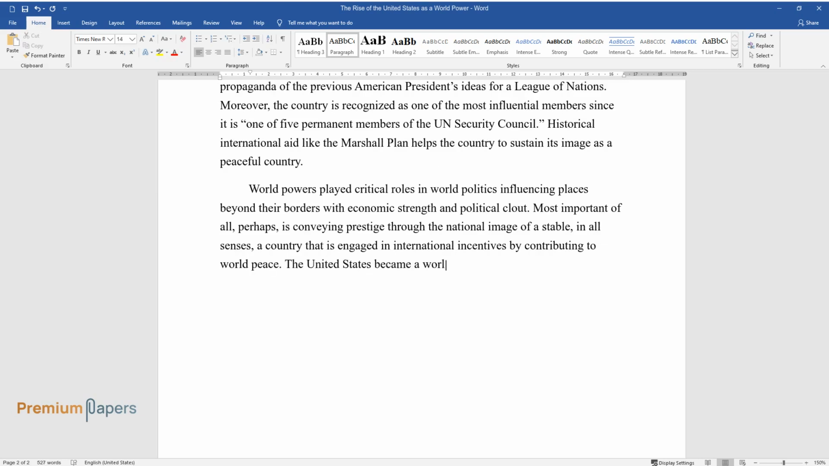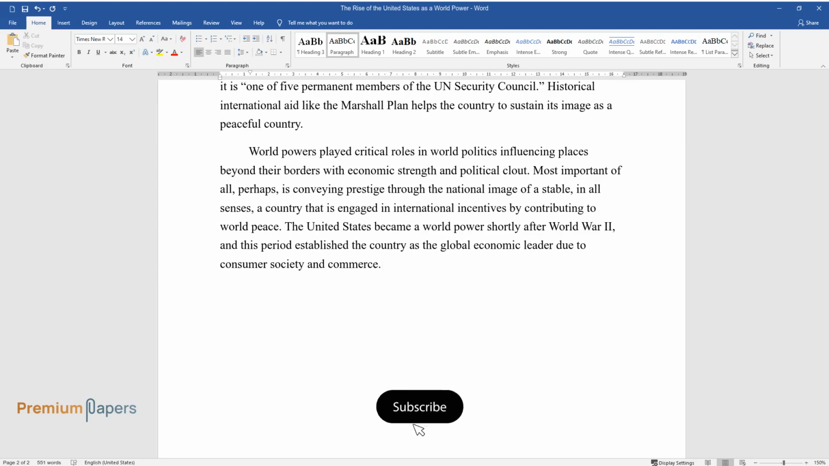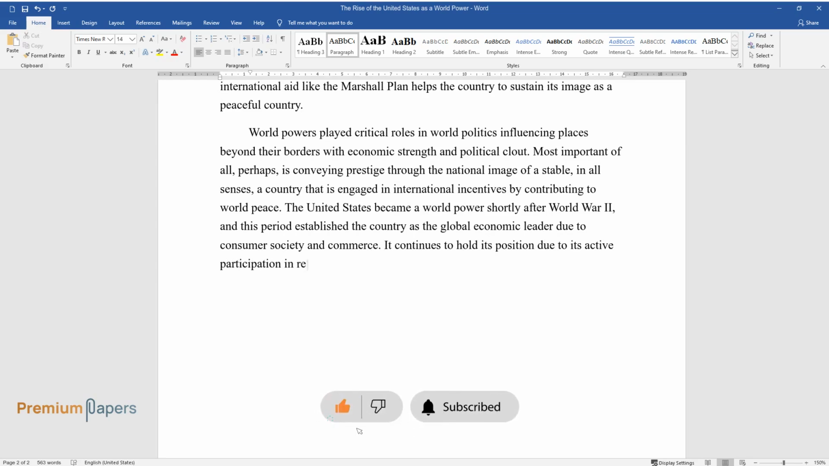The United States became a world power shortly after World War II, and this period established the country as the global economic leader due to consumer society and commerce. It continues to hold its position due to its active participation in resolving external conflicts and maintaining peace.